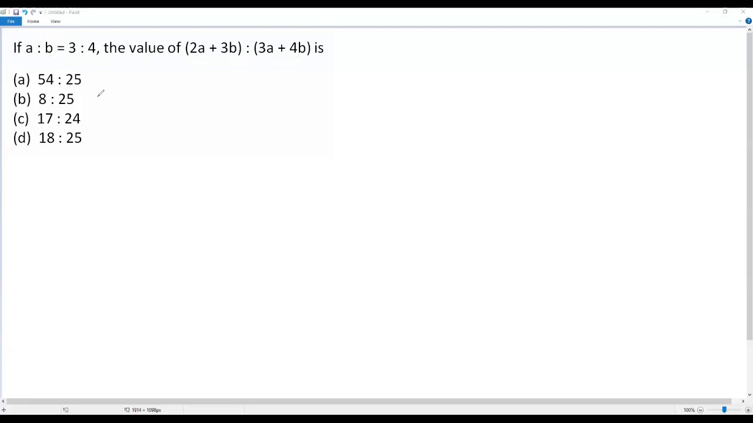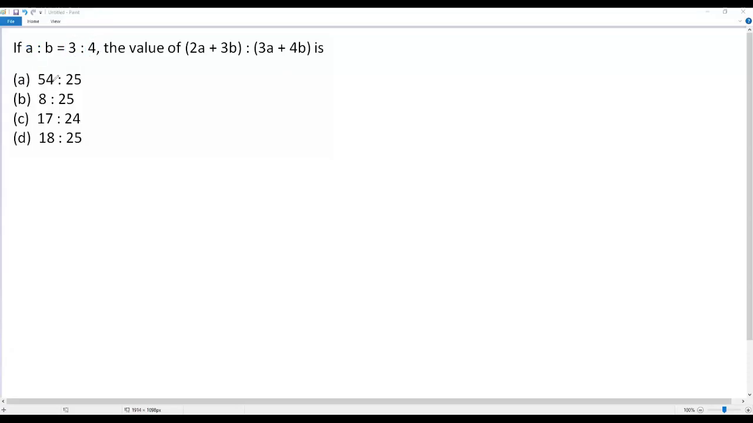Some students may make a careless mistake, a common mistake in this one. From the given information, they may think that this 3 is the value of A and this 4 is the value of B, and they will directly substitute these values, 3 for A and 4 for B, in these two ratios and evaluate it. But taking 3 as the value for A and 4 as the value for B is logically incorrect.